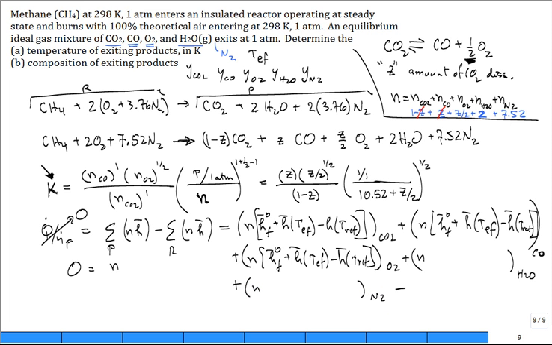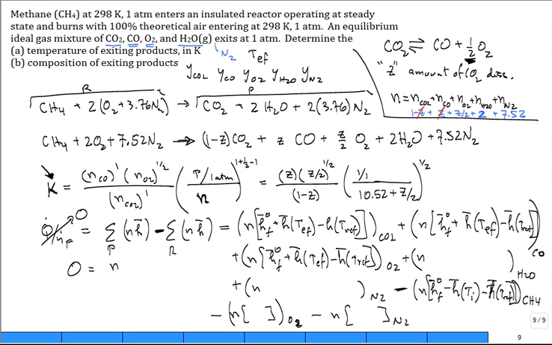Now we finally get to the minus for the reactants. For our reactants, we had N times the enthalpy of formation plus the enthalpy of the incoming minus the enthalpy at the reference temperature. Bar, bar, bar. Put a bracket and a bracket. And the first reactant is CH4. And then we have minus N O2 minus N N2. Both of these are reactants.